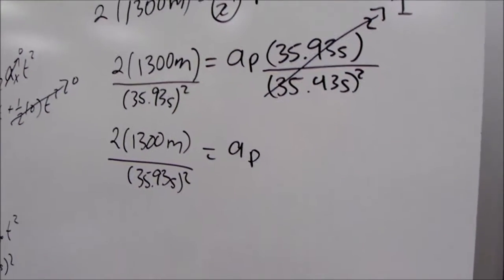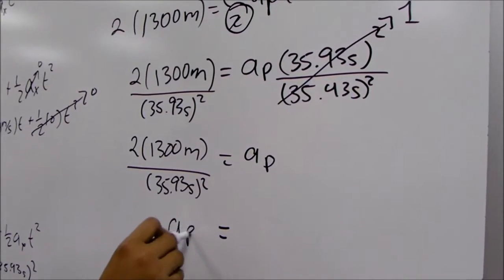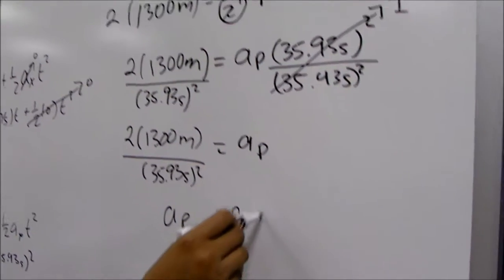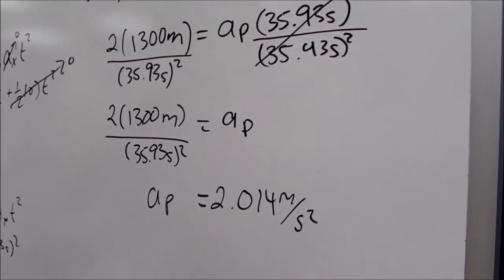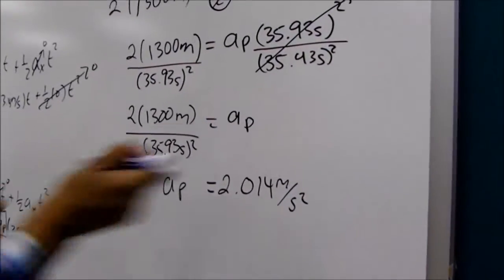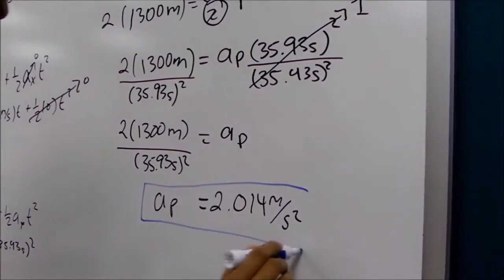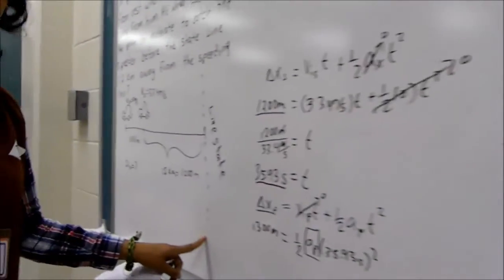And if we plug in everything in the calculator, we know that the acceleration, a_P, is going to be equal to 2.014 meters per second squared. And that's our answer. That's how fast the police officer has to accelerate to catch up to the car just right before the state line.